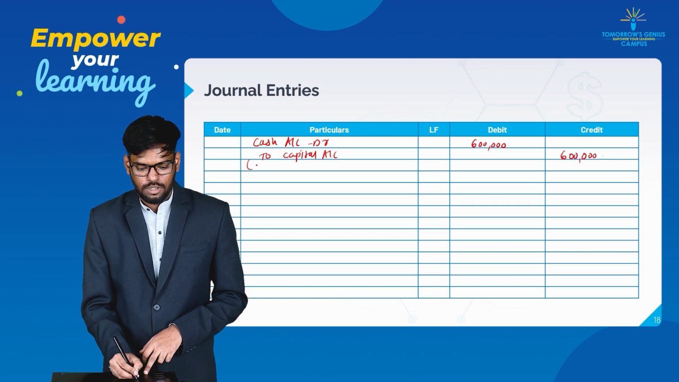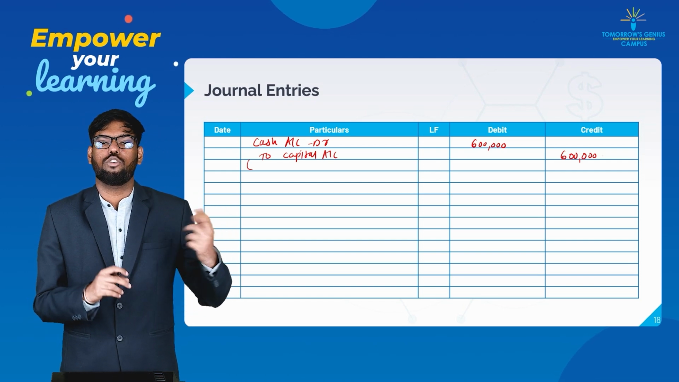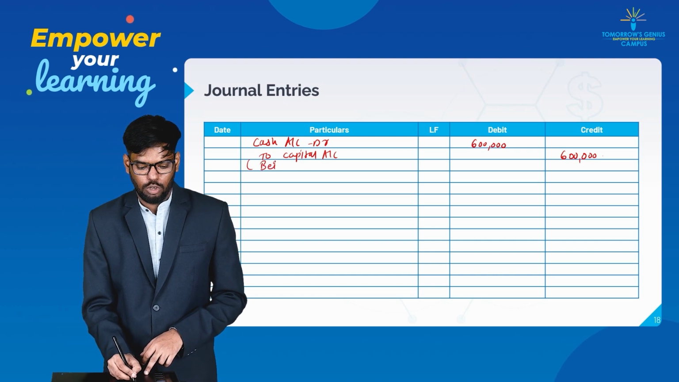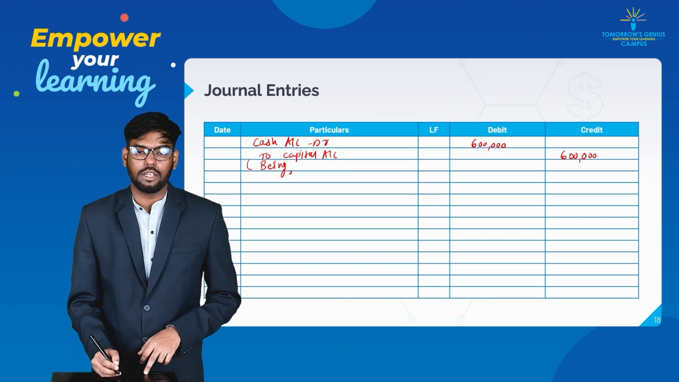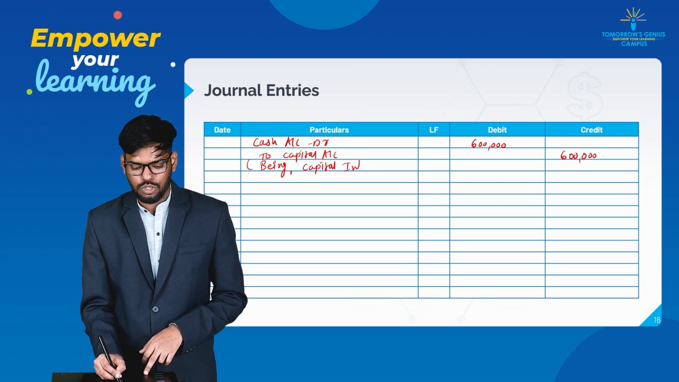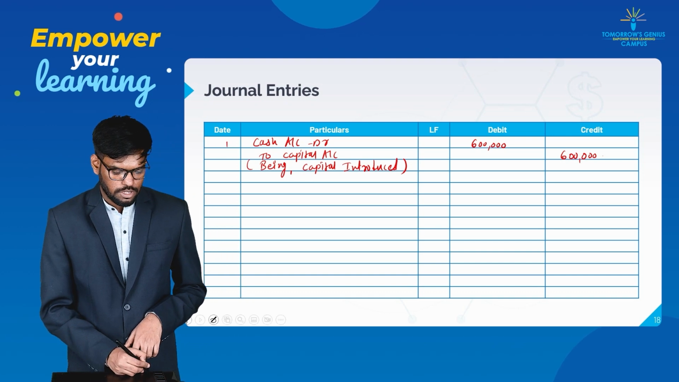So here we have to write down narration as well. Narration is nothing but the explanation of the above entry, right? The explanation is being, and always we have to start narration with the word being. Being capital introduced, right? Being capital introduced. Next.